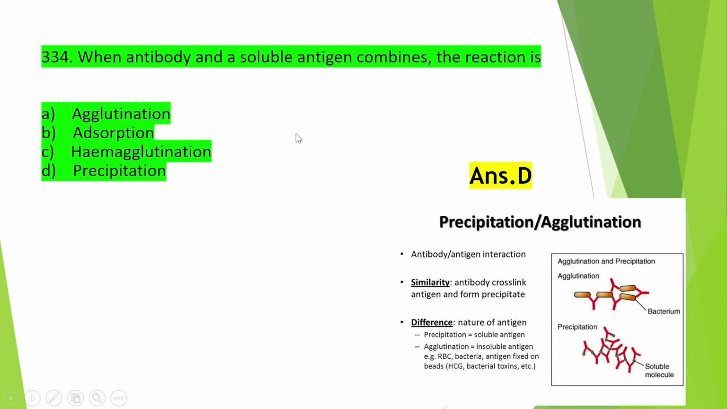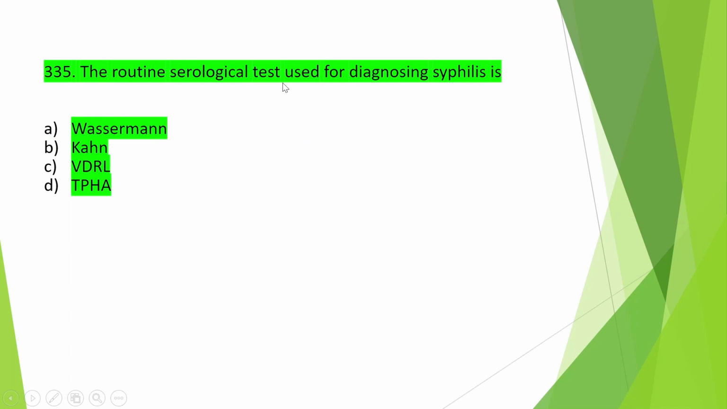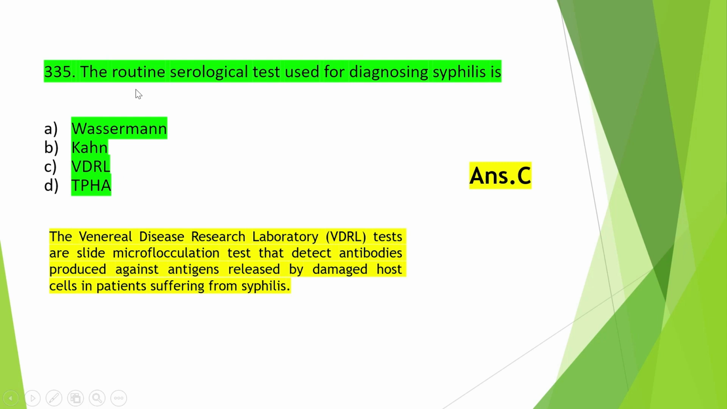Okay, so the next question is: the routine serological test used for diagnosing syphilis is Wassermann, or Kahn, or VDRL, or TPHA test. And the right answer is option C, that is VDRL. So the routine serological test used for diagnosing syphilis is the VDRL test. The Venereal Disease Research Laboratory test is a slide microflocculation test that detects antibodies produced against antigens released by damaged host cells in patients suffering from syphilis.